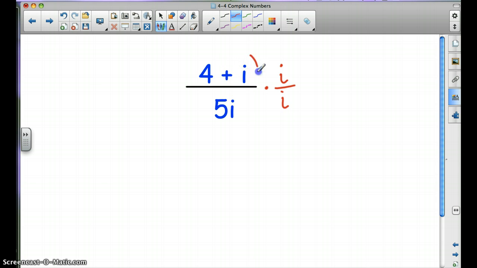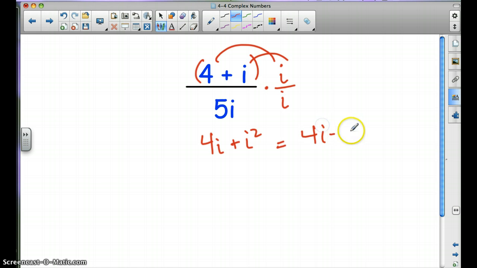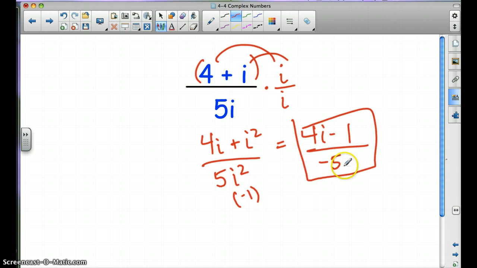So when we do that, we're going to distribute. So we get 4i plus i squared. We're distributing here, which ends up being 4i minus 1. And here when we multiply, we get 5i squared. And remember, i squared is a negative 1, so 5 times negative 1 is a negative 5. And that would be our final answer. So notice there is no complex conjugate here. We're just multiplying by i to get rid of i in the denominator.